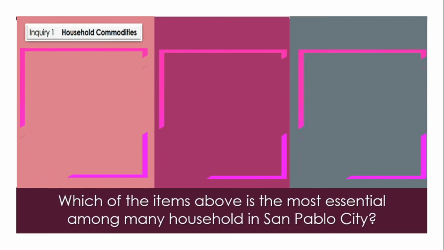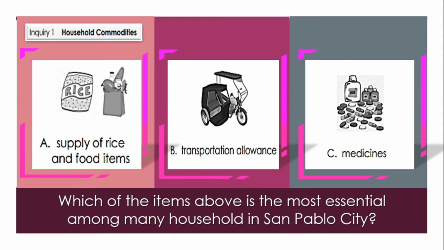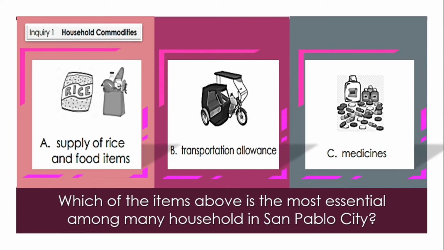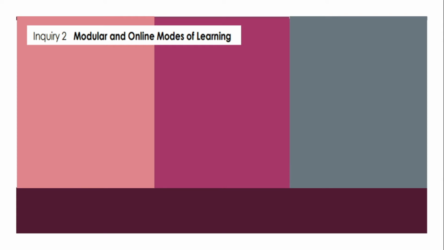Okay, so first is about the household commodities. So we have here, which of the items above is the most essential among many households in San Pablo City? So yan yung ating first inquiry. At yung inquiry na to ay kailangan ng information or data para masagot. Tama? So first is supply of rice and food items, transportation allowance, and medicine. So by means of these things malalaman natin kung ano ba yung most essential among many household doon sa San Pablo City.